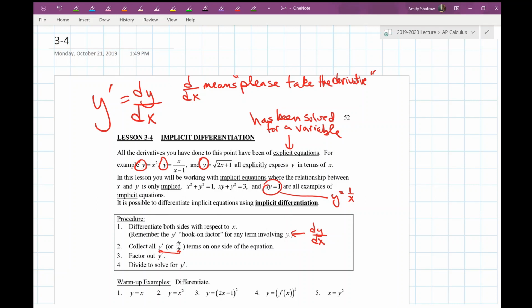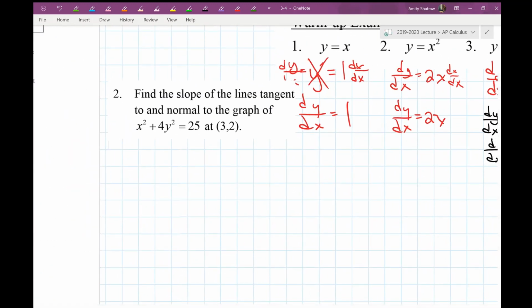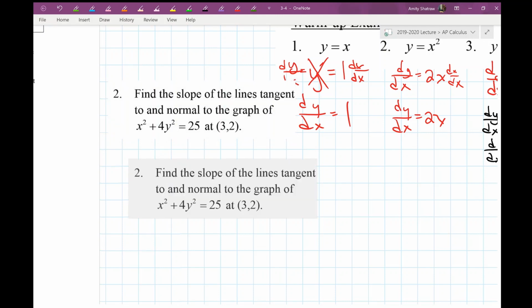Okay, everybody, here we are with implicit differentiation lesson 3-4, and we are trying to do 2, 3, and 4 in my break during my training.